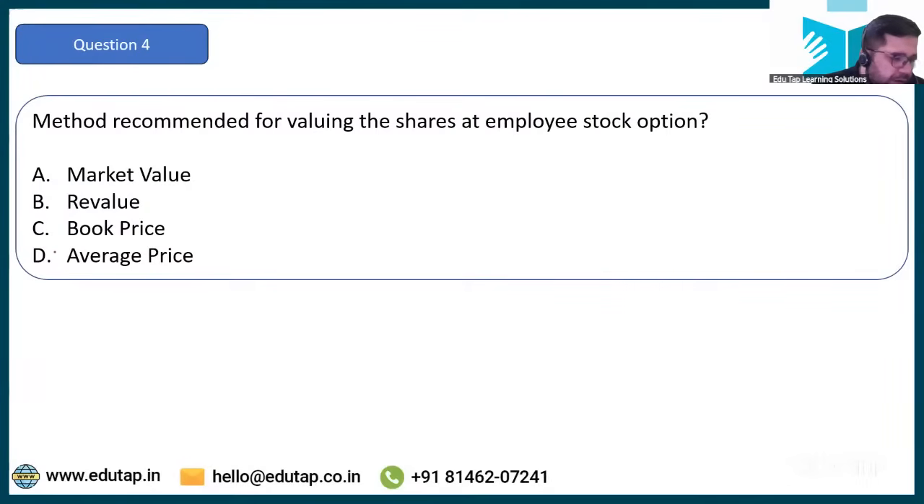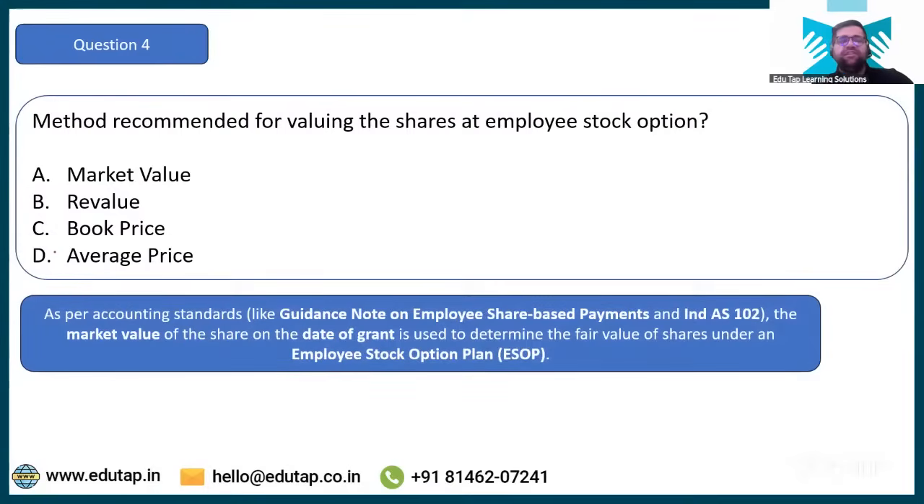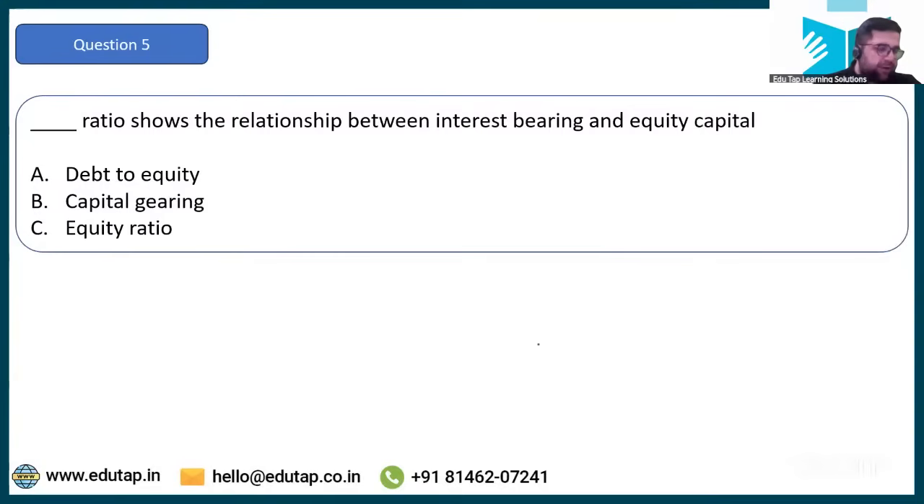I would have gone for process costing for biscuit production. The correct answer as per Ind AS 102 for this is market value. As per accounting standards, like the guidance note on employee share based payments and Ind AS 102, the market value of the share on the date of grant is used to determine the ESOP value. Right? Moving forward to the next one, question number 5.